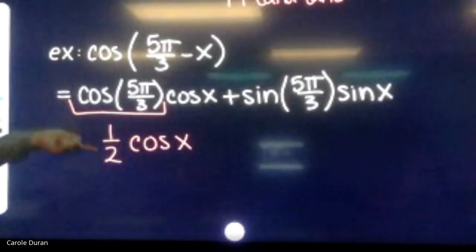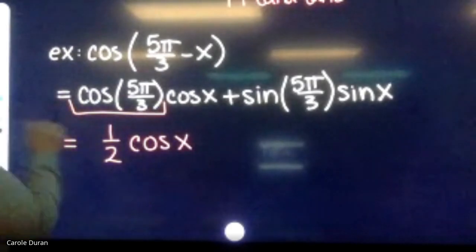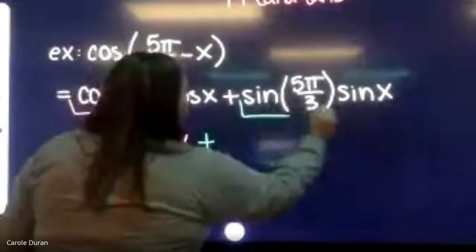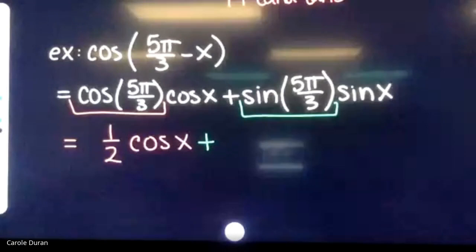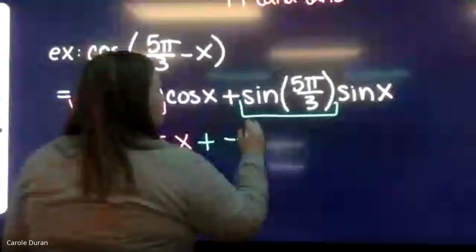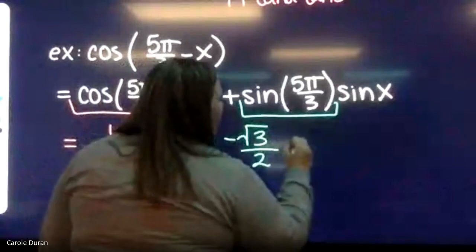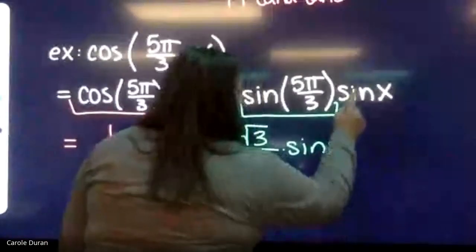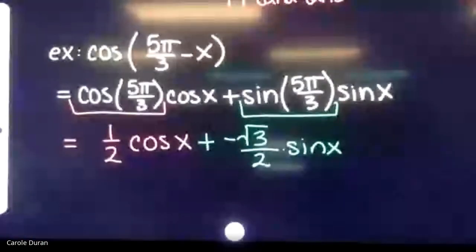So now I'm going to do the same thing, but this time I'm going to do it with sine of 5 pi over 3. So again, we're going to go to that chart. We're going to find the angle that is 5 pi over 3. I follow it over until I get to the sine column, and what is it going to be, Zach? Negative square root of 3 over 2. And then times the sine of x that I cannot replace. Do we all see what happened there? Yeah.